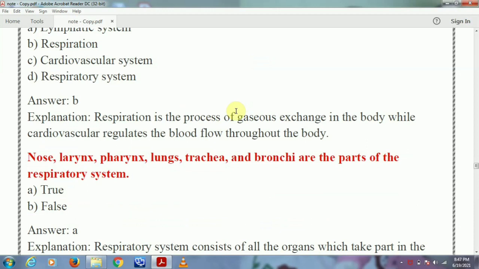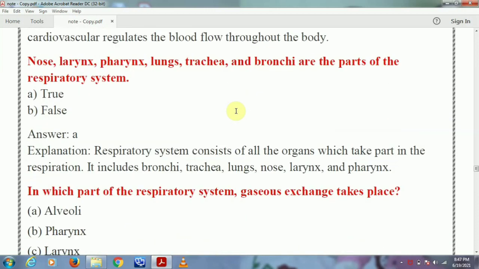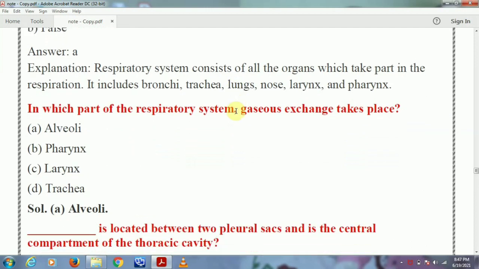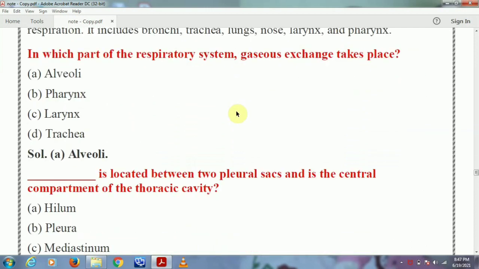Respiratory system, true or false. These are the respiratory parts: upper parts and lower parts. Upper parts: nose and pharynx. Then lower parts: larynx, trachea, bronchi, bronchioles, alveoli. This type of question comes. Suppose in which part of the respiratory system gaseous exchange takes place? Gaseous exchange takes place in the alveoli.